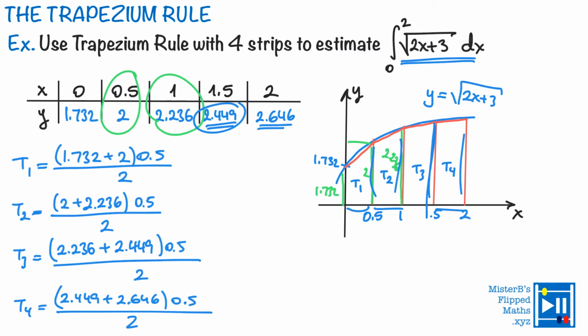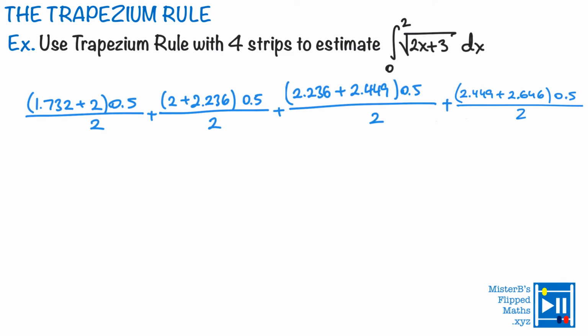Now let's generalize this idea. To do that, I'm going to add those areas before calculating. So it's going to look like this. And let's take the common factors out. First of all, each of them is divided by 2, so I can take 1 over 2 out. And also, I'm multiplying each sum by 0.5, so I can take that out. It's also here, right? So I will write 0.5 outside.